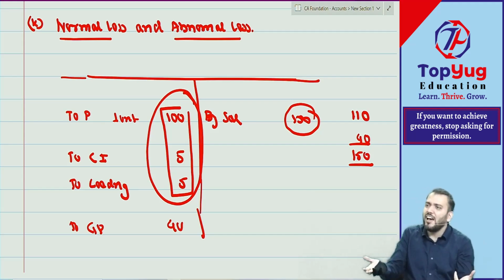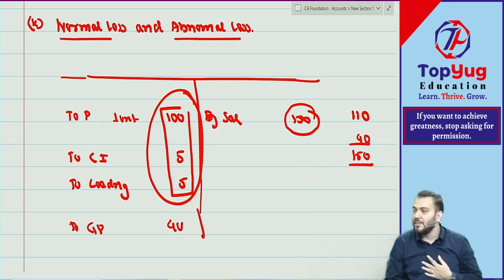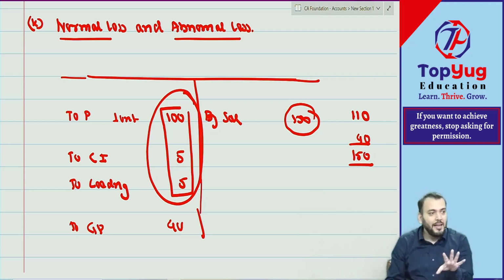That is by nature. Whether we can take any precaution to stop that loss? So it means that loss will be recovered from whom? Customer. Therefore, normal loss will be debited to what? Trading account. Understood? Are you able to understand? Have you understood this point?